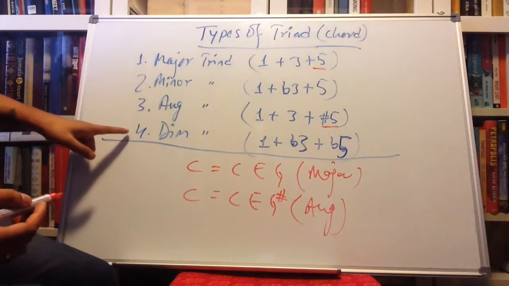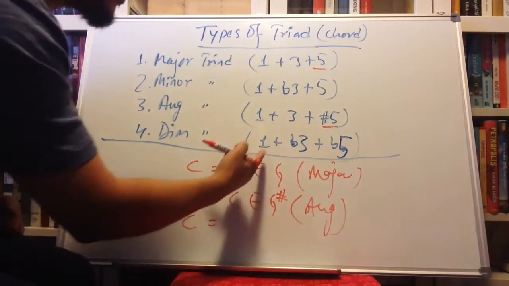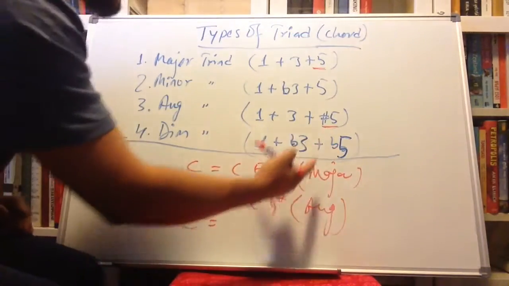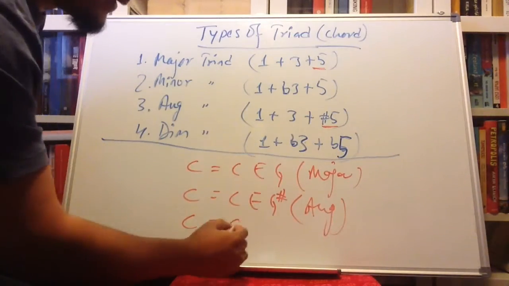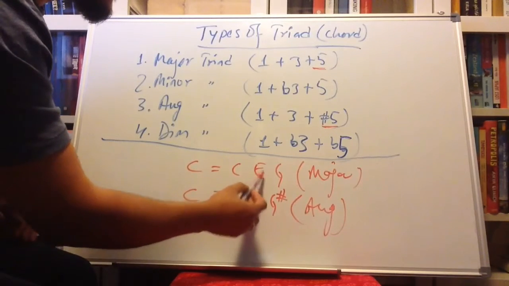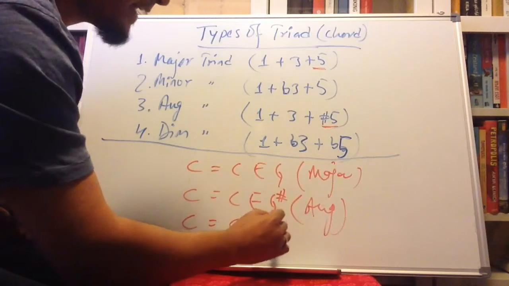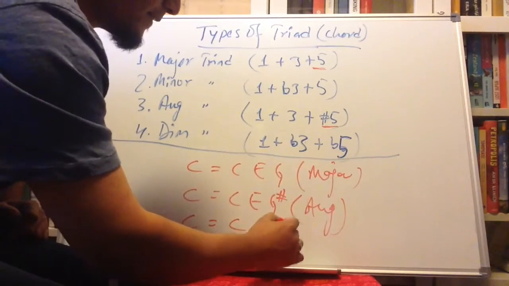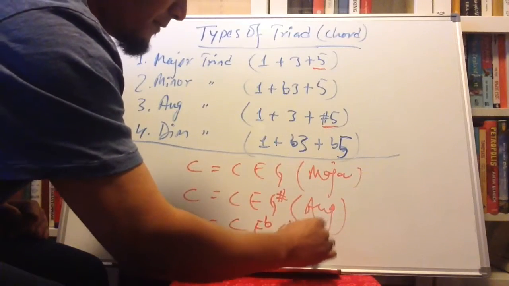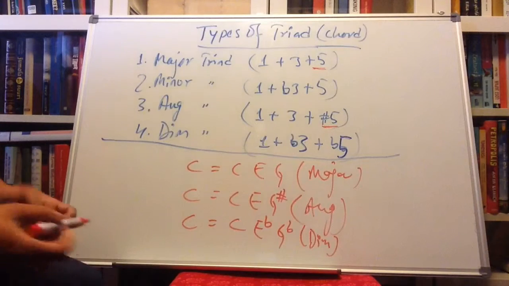Right? In the same way, diminished, C dim would be 1, flat 3, flat 5, right? So put the C 1, of course. Third was E, but we have to make it flat. So E flat and G fifth also flat. So G flat. That would be our diminished C triad or C diminished chord.